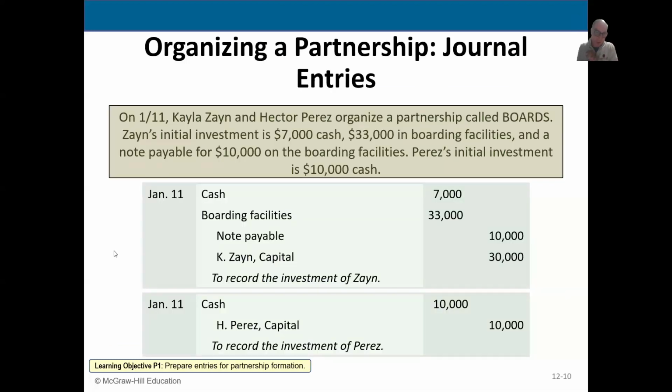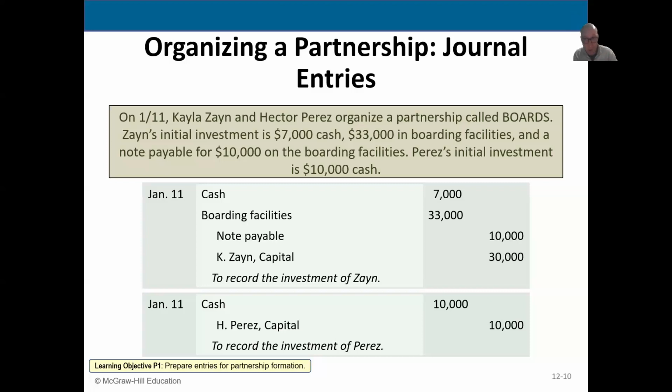In this example, I have two individuals, two partners. I got Kayla and Hector. They decided to organize a partnership called Boards. It's a pet boarding business. They board dogs and cats and other pets that owners like to bring while they go on vacation. Somebody's got to watch the animals. So they bring them to Boards, where Hector and Kayla will take care of the animals. So they decide to create this business.